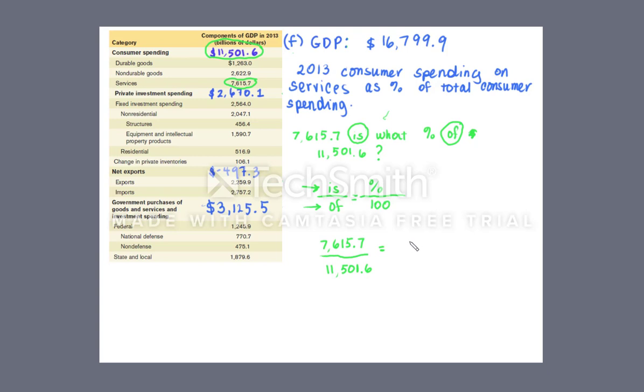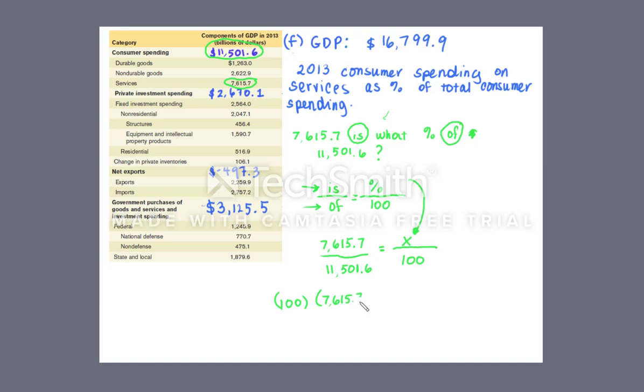And so to solve for x, I'm going to do 100 times 7,615.7 over 11,501.6 is equal to x. All I've done here is multiply 100 by 7,615.7 over 11,501.6. And if you want me to go through this any slower, you can come to my office hours.